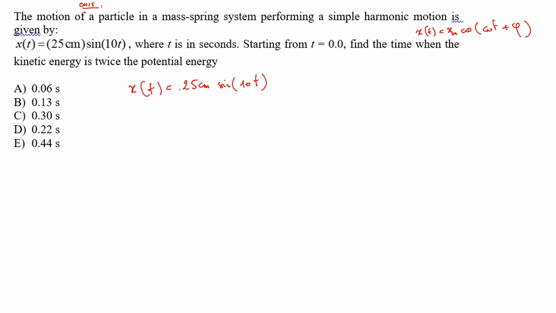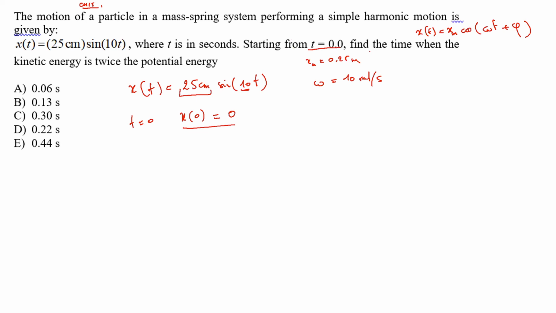Okay, good. So this is my x max. X max in meters is 0.25 meters, and omega is, of course, 10 radian per second, just by identifying this is omega. Okay. Now the question is, starting from a time t equals 0, by the way, at t equals 0, what is x0? Zero, because sine 0 is 0. So I'll have 25 sine 0, 0.